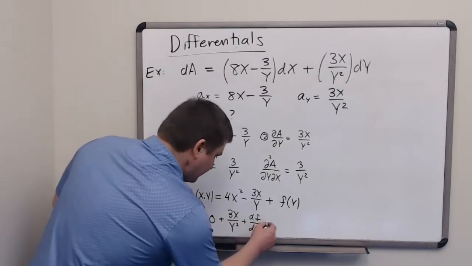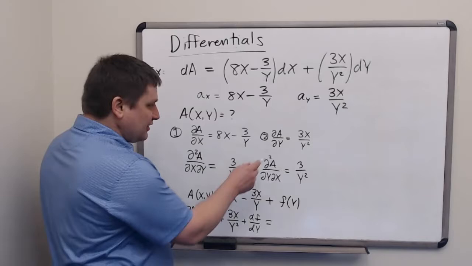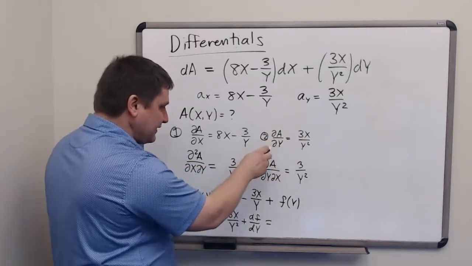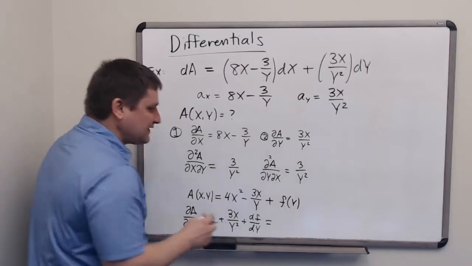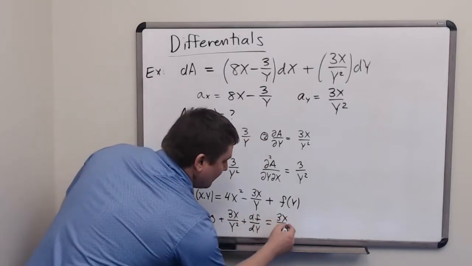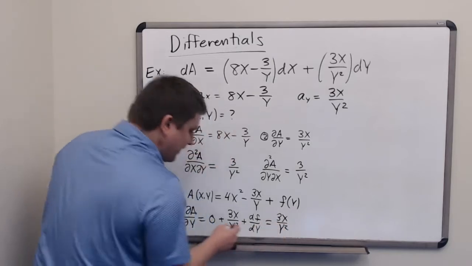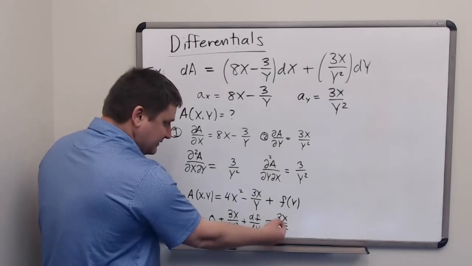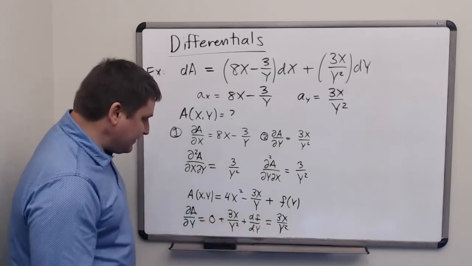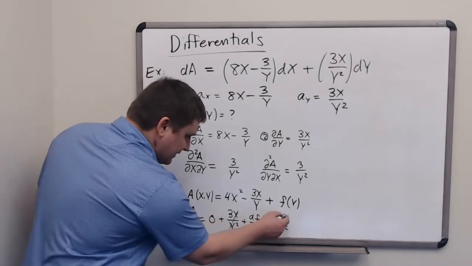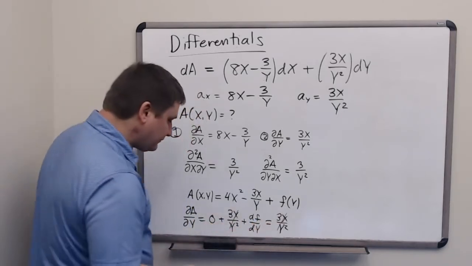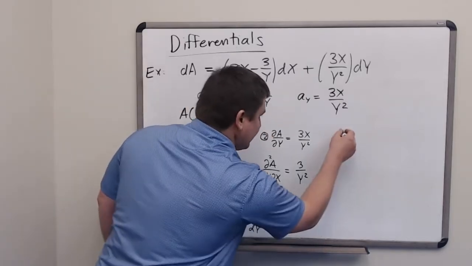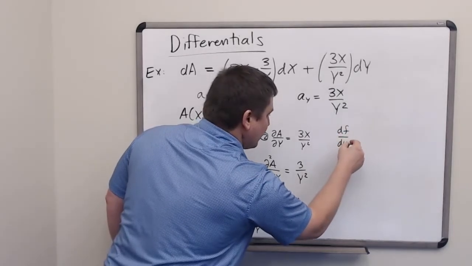Now let's compare that to our differential equation up here that we have to actually solve. This one says that the partial derivative of a with respect to y must equal 3x over y squared. So comparing our partial solution here to the exact value of this derivative, we see that these two terms, luckily containing x, both cancel, and we get this equation reducing to say that df dy is equal to 0.